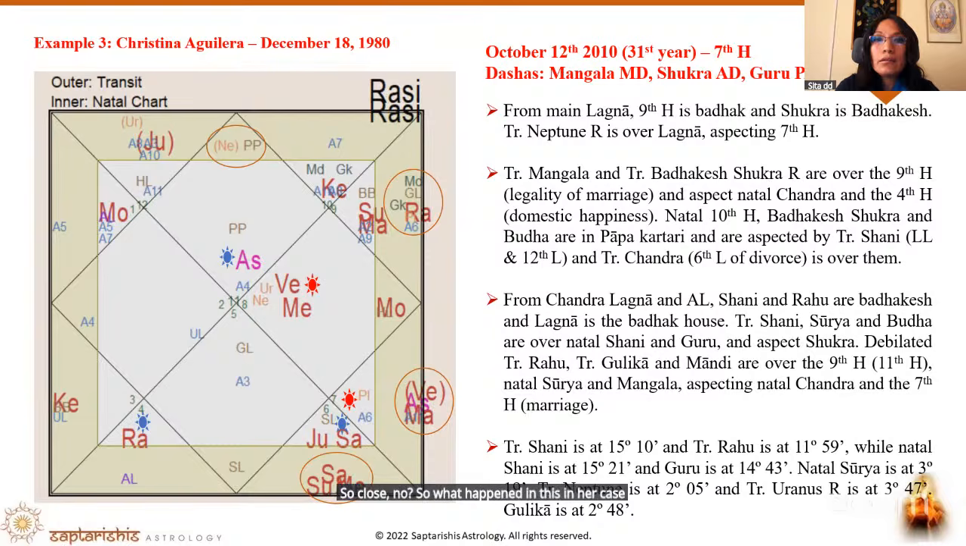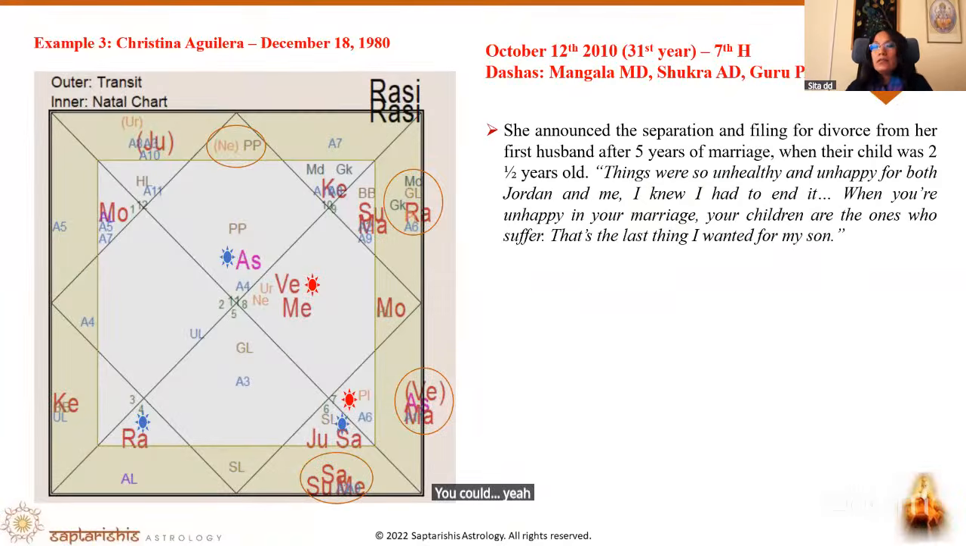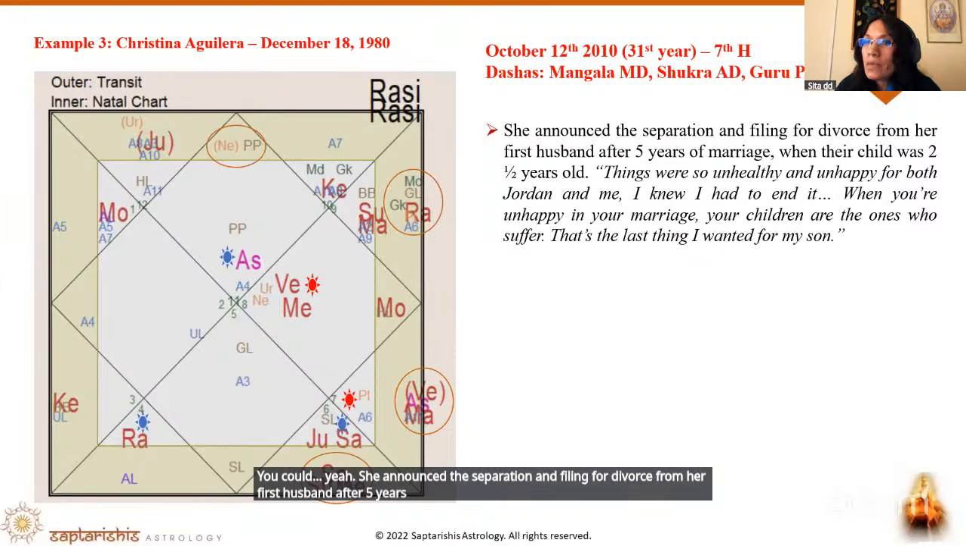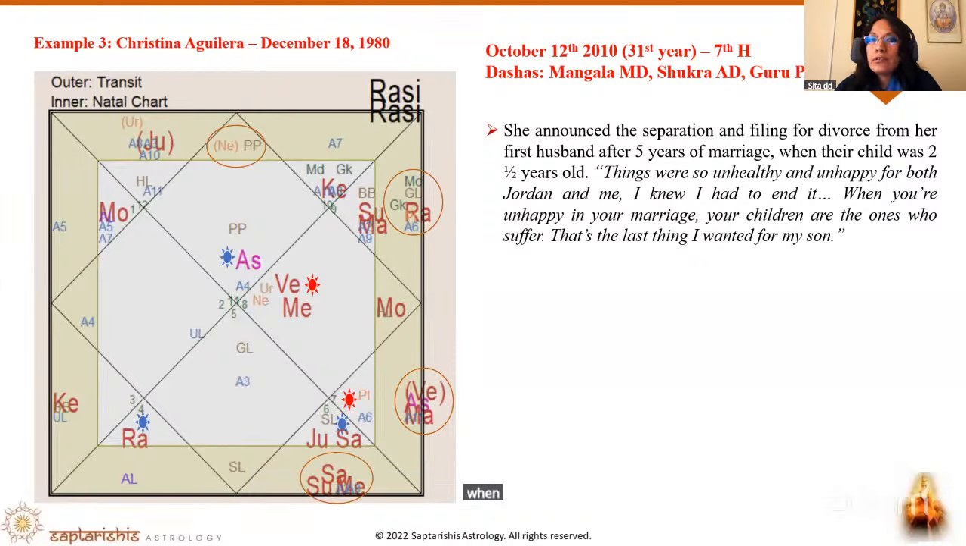I can scroll. She announced the separation and filing for divorce from her first husband, no? After 5 years of marriage, when her child was 2 years and a half. So that was a very big event for her because she grew up in a violent environment since childhood, so she didn't want to repeat the same.